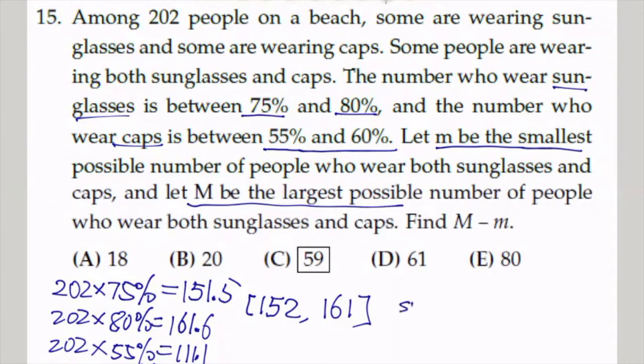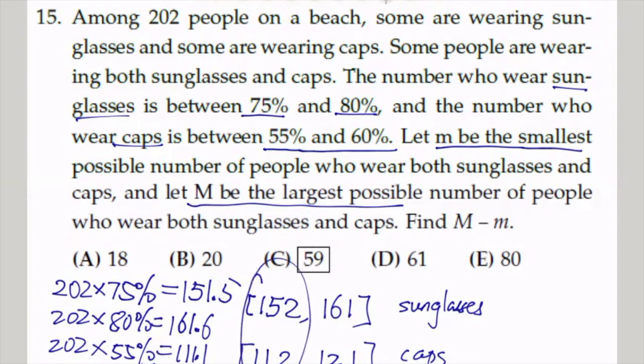So this is for sunglasses. And similarly for caps, the lower boundary is not 111, it has to be 112. The upper boundary is 121. Okay, so little m is the smallest possible number of people with both. Then we need to look at the lower boundaries, which gives us the minimum number of sunglasses and the minimum number of caps.